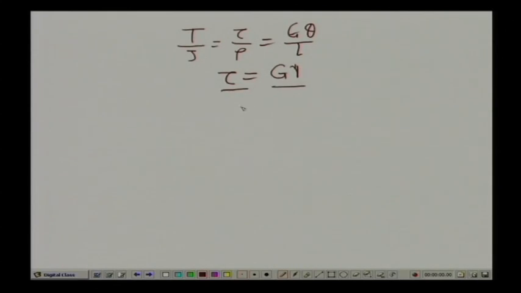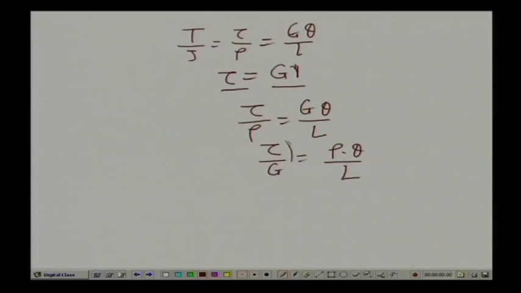So, tau by rho is equal to G theta by L, or tau by G is equal to rho theta divided by L. Now, tau by G, this particular parameter we can call gamma. So, gamma is equal to rho theta by L. Now, rho is d by 2, so gamma is equal to d times theta divided by twice L.